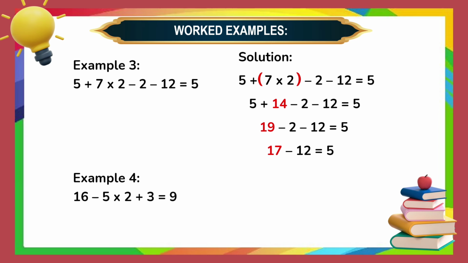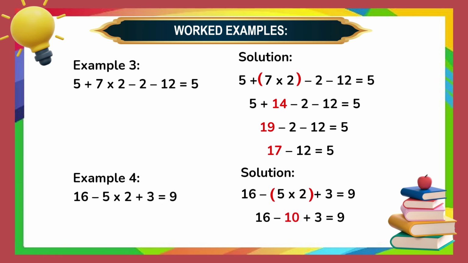For example number 4, 16 minus 5 times 2 plus 3 equals 9. So again, use the strategy trial and error. So which one will you group? We will group maybe 5 times 2. So 5 times 2 is 10. Then copy the rest of the digits. Then subtraction. 16 minus 10 is 6, plus 3 equals 9. Okay.